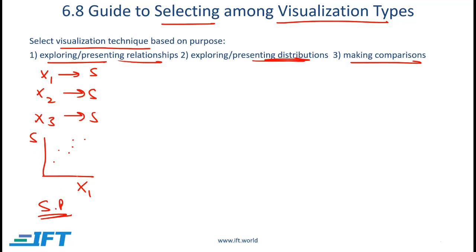Now, let's say we want to get to the next level and we want to see all these relationships, the relationship between X1 and S, X2 and S, X3 and S, and then we also want to see the relationship between X1 and X2, and then X1 and X3, and so on. In this case, we would use a scatter plot matrix. And we've discussed this earlier. So the key point is when we want to explore relationships or associations, if only two variables are involved, then we use a scatter plot. If more than two variables are involved, then we use a scatter plot matrix.